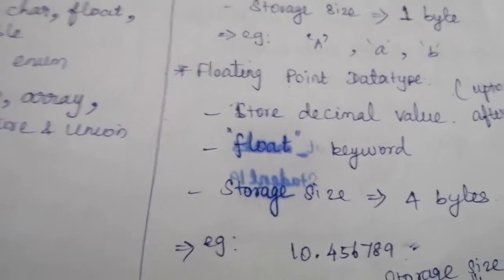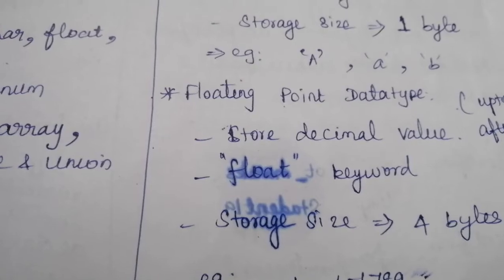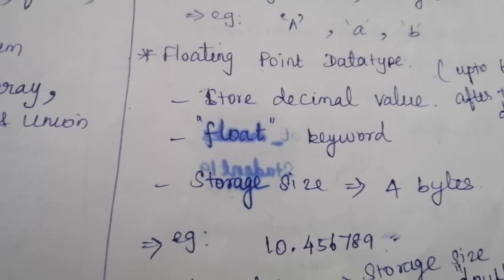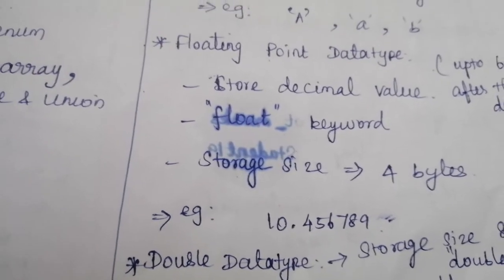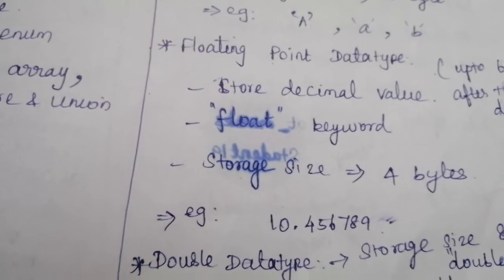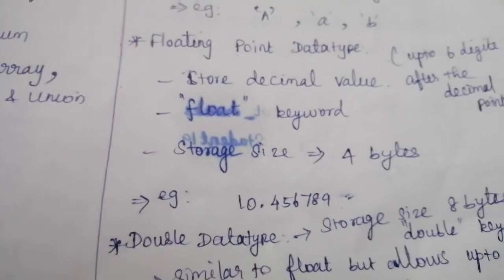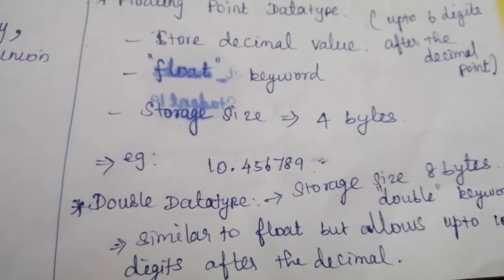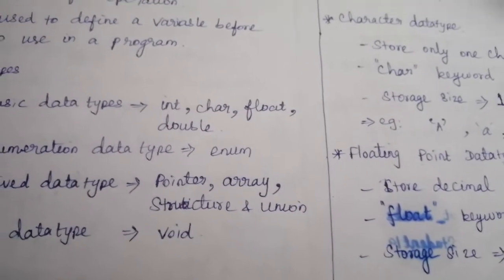Floating point data type. It allows a variable to store a decimal value. The keyword used is float. The storage size of the floating point data type is 4 bytes. So this is the representation. The example is 10.4567889. After the decimal, it has 6 digits. So this is about the floating point data type. Double data type. The storage size of the double data type is 8 bytes. It is similar to float, but it allows up to 10 digits after the decimal. So this is the difference between a floating point and a double data type.